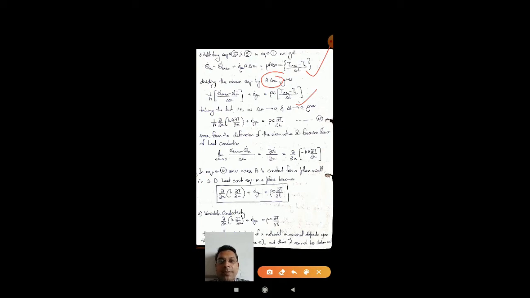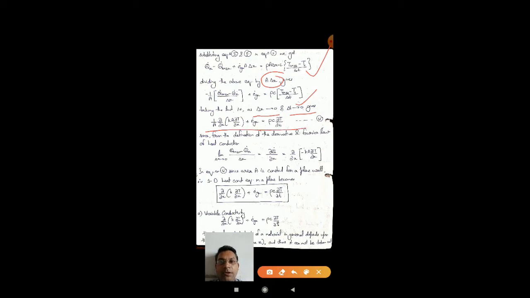Now taking the limit, that means as delta x tends to 0, delta t tends to 0. You can observe that as the thickness tends to 0, as you go on thinning the element, the time taken for heat transfer will reduce. That is why I have written delta x tends to 0, delta t also tends to 0. So putting this, the equation reduces to this form.